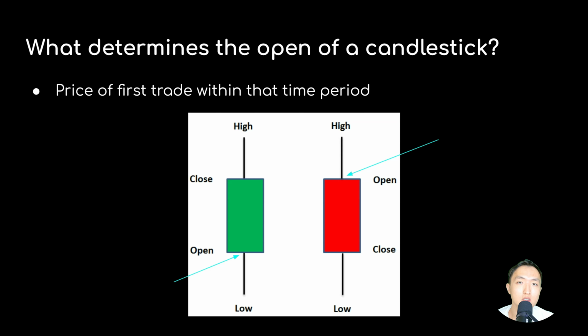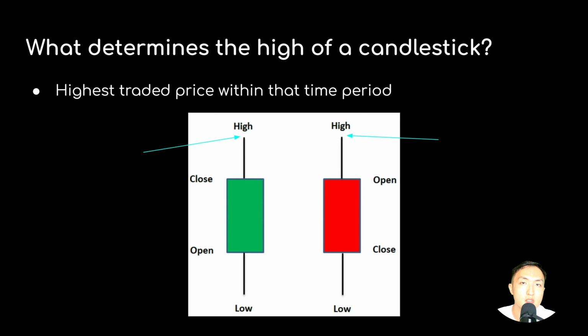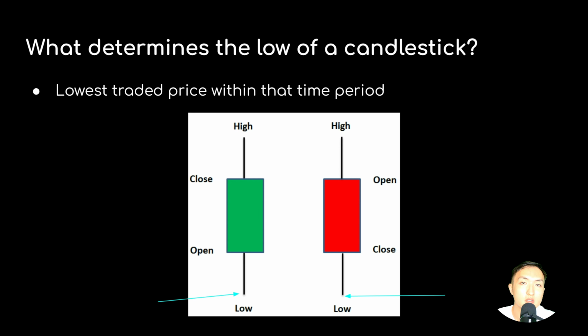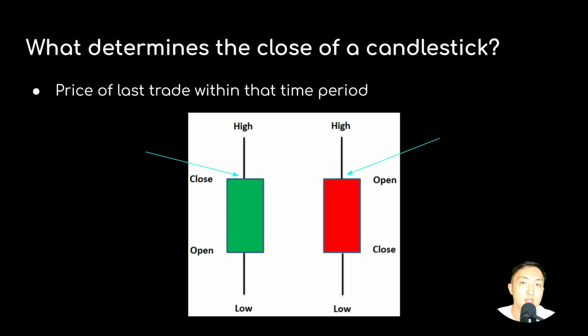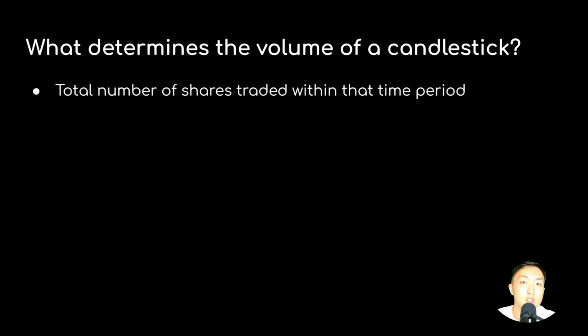The open of a candlestick tells us the price of the first trade of the stock within the time period covered by the candlestick. The high tells us the highest, the low the lowest, the close the last traded price within that time period, and the volume the total number of shares traded within that time period.